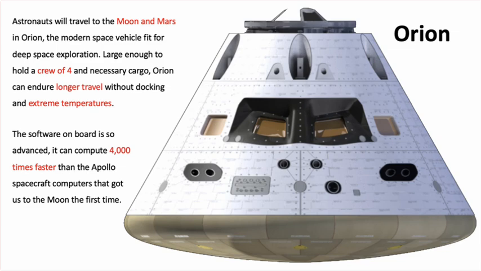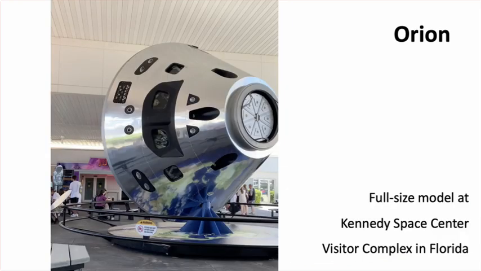The software on board is so advanced, it computes 4,000 times faster than the Apollo spacecraft computers that got us to the moon for the first time, which completely makes sense because, back in 1960, whatever that was, computers took up entire rooms, right?